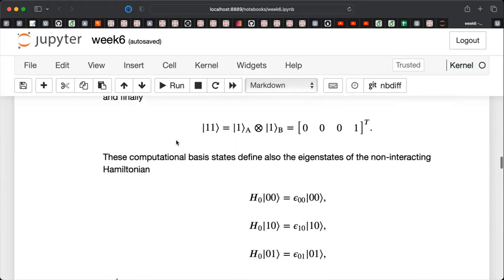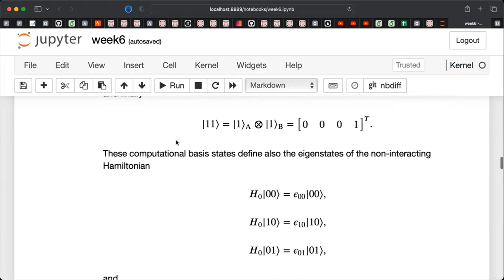And these computational basis states, they're also going to define the eigenstates of a non-interacting Hamiltonian. So we are going to split the whole Hamiltonian in terms of 2 parts. We are going to have an interacting part, and we are going to have a non-interacting part. So that means that there is a part of the Hamiltonian which we can now split in terms of a term, H0, which has these states as eigenstates.